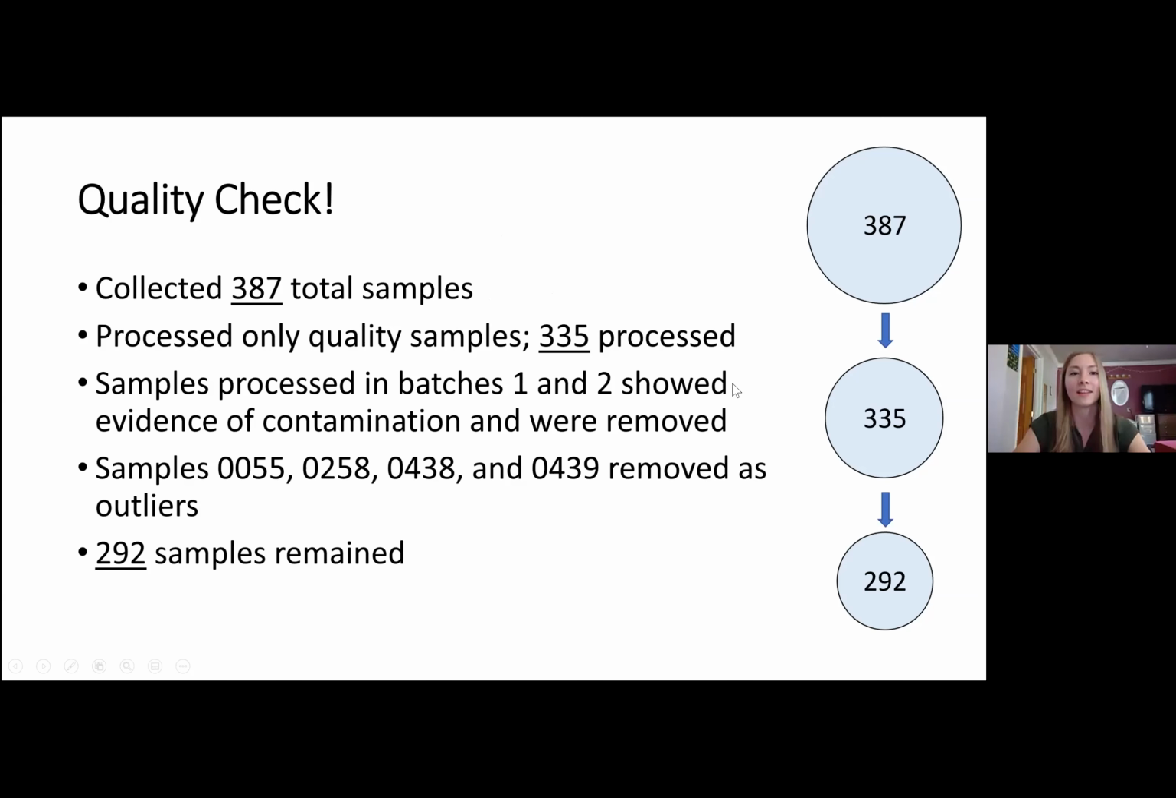After I had processed my samples and done a bit of pre-analysis, we discovered that the samples processed in batches 1 and 2, my two earliest out of 13 total batches, showed evidence of contamination that I had to remove. Or at least evidence of contamination, which meant that I couldn't use any of those samples present in batches 1 and 2, which were about 42 samples. Samples 55, 258, 438, and 439 were outliers, so we also removed them from the data set. And that left me with 292 quality plant stems to examine.